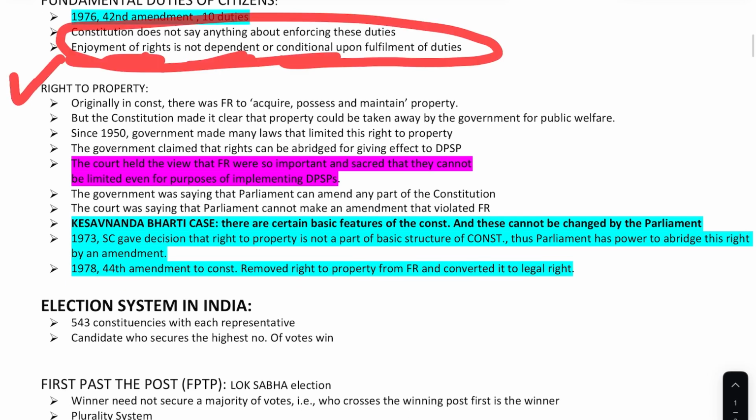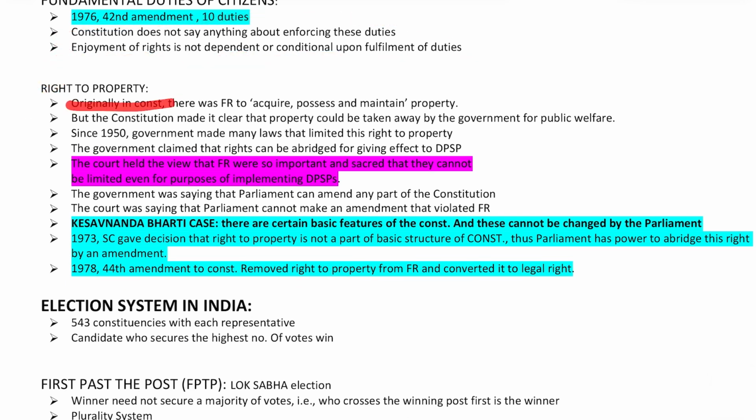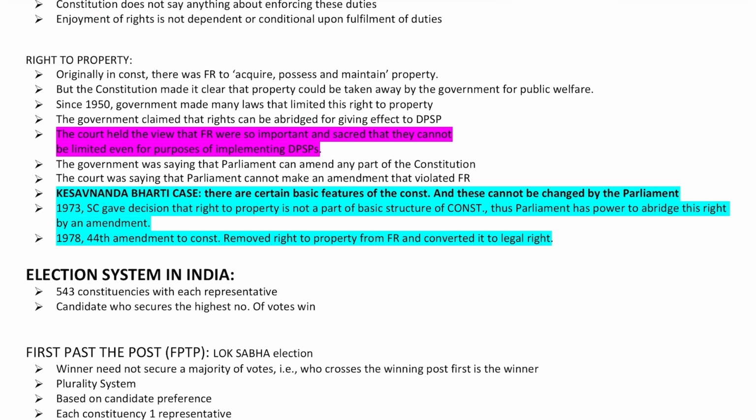So the right to property. Originally, it was in the Constitution. There was a right to acquire, possess, and maintain property, but the Constitution made it clear that property could be taken away by the government for public welfare. Since 1951, the government made laws that limited this right to property. The government claimed that rights can be abridged for giving effect to DPSPs.